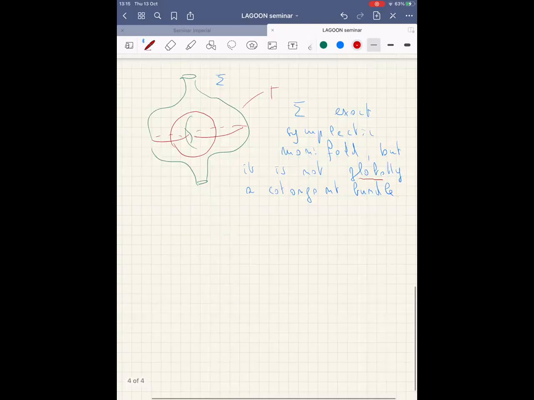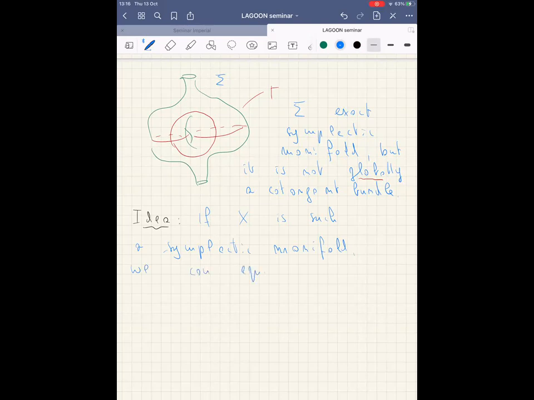So here's the idea. If X is such a symplectic manifold, I'm ignoring some subtleties, but dealing with surfaces, they don't really play a role. So such a symplectic manifold, we can equip it with a skeleton.